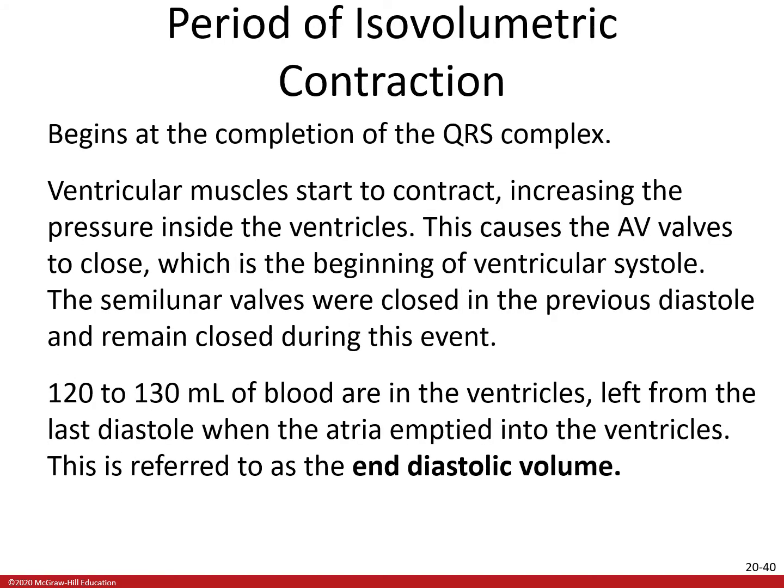During the previous ventricular diastole, the ventricles were filled with 120 to 130 milliliters of blood. The volume of blood in the ventricles at this point is the end diastolic volume, or EDV. As the ventricles begin to contract, ventricular pressure rapidly increases, resulting in the closure of the AV valves, so the bicuspid and tricuspid valves, right? Ventricular volume does not change during the period of isovolumetric contraction because all the heart valves are going to be closed.